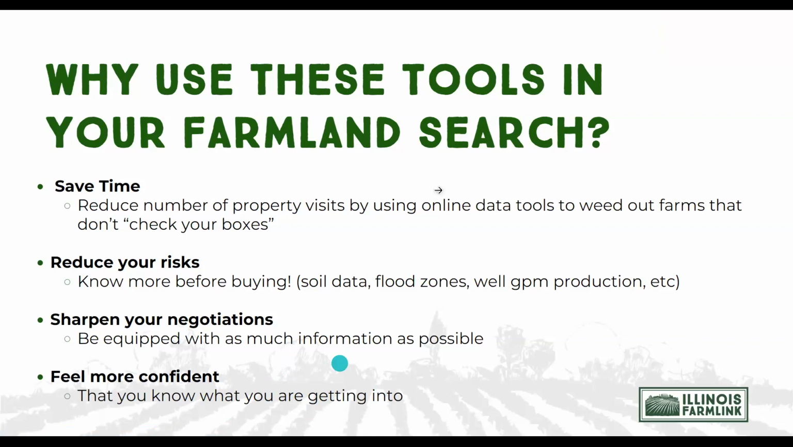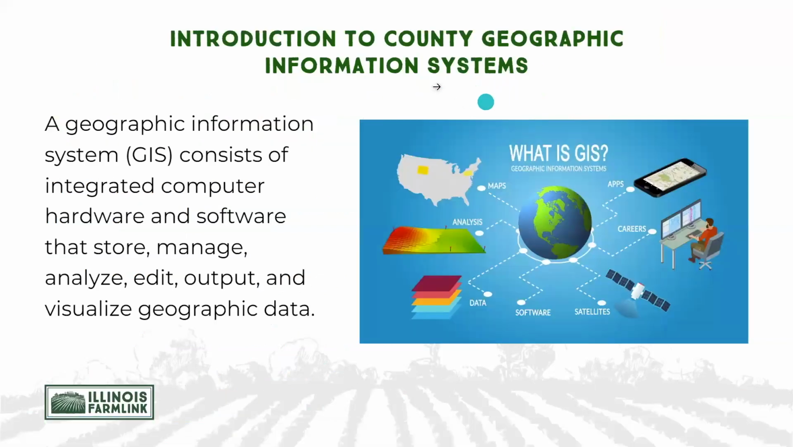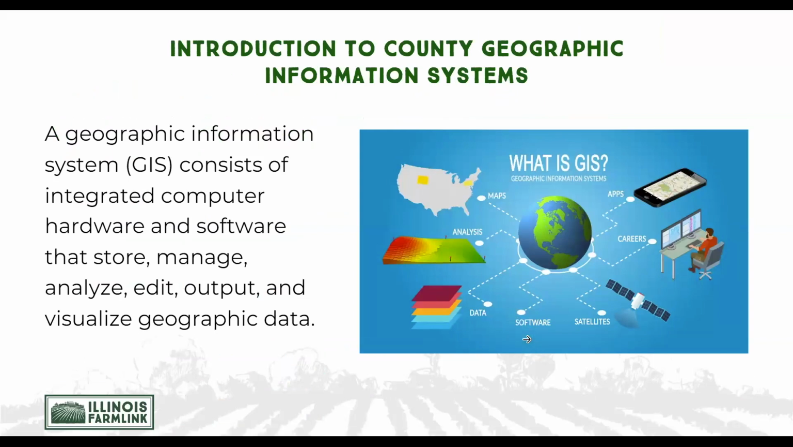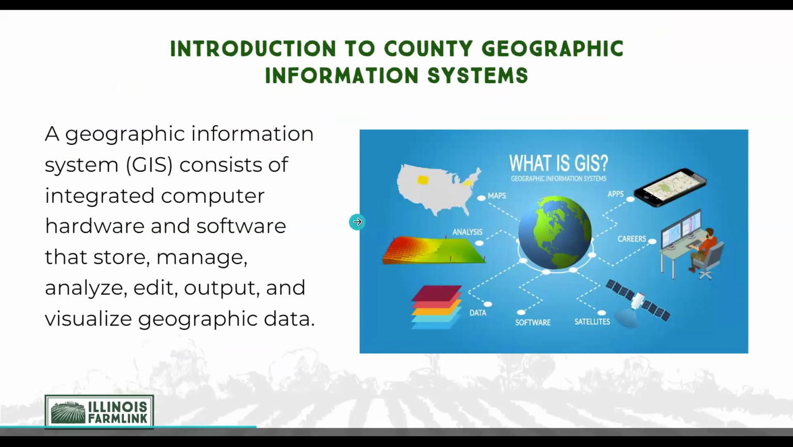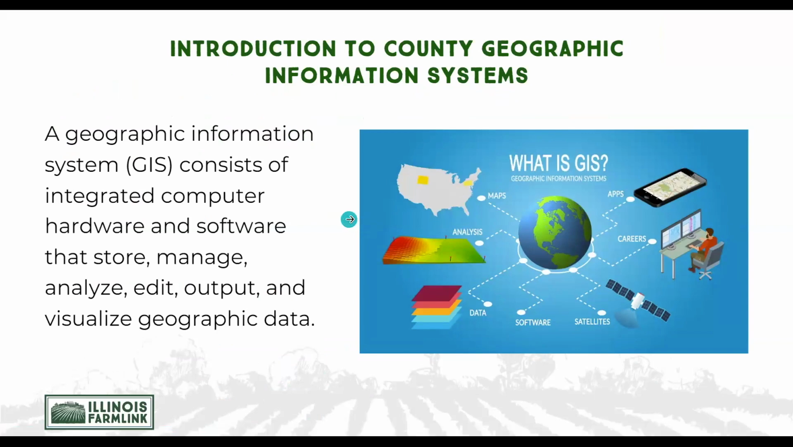Okay, so we're going to dive into county geographic information systems. This definition can be a little jargony, so stick with me. I'll try to break it down into something that makes a little bit more sense here. But a broad overview of GIS is that it consists of integrated computer hardware and software that store and manage, analyze, edit, and output geographic data.